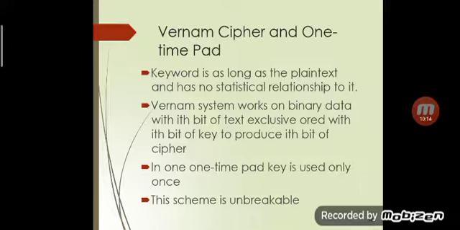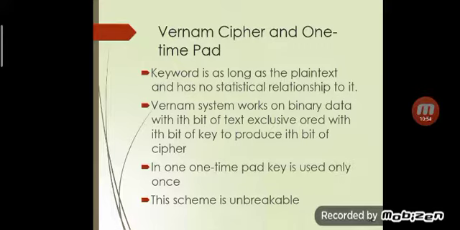In this cipher also we use the same length key. According to the plain text, we have to consider the same length key for the Vernam cipher also. The keyword is as long as the plain text. This is the first point in a Vernam cipher. Whatever our keyword, it should be as long as the plain text. If our plain text is 10 letters, we have to use a keyword of 10 letters.